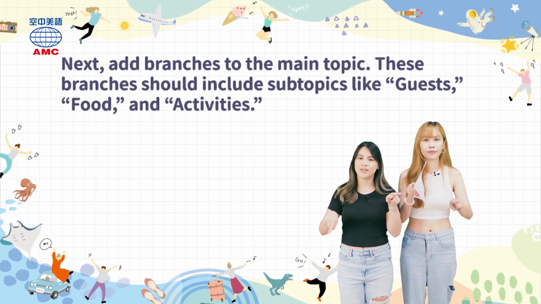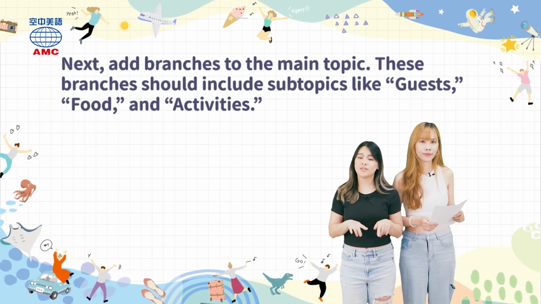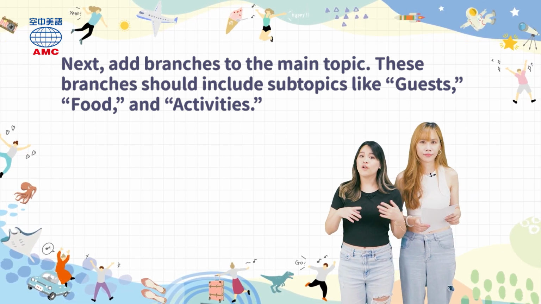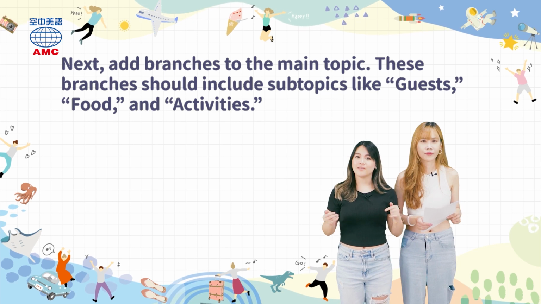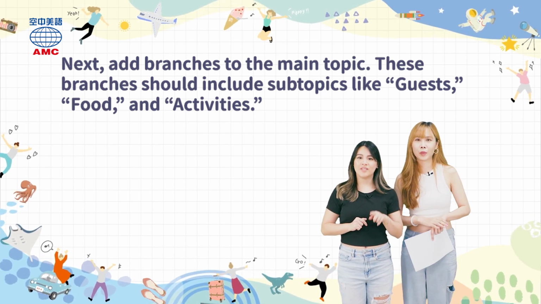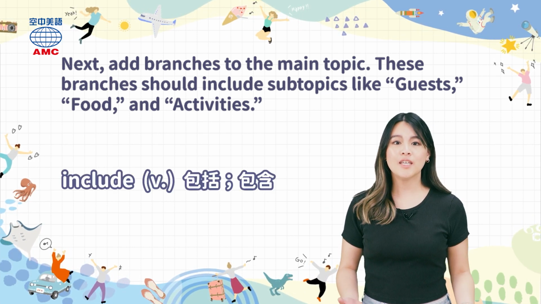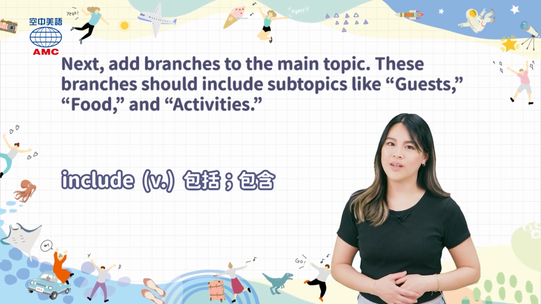Okay, the article says, next, add branches to the main topic. These branches should include subtopics like guests, food, and activities. I'm definitely the VIP guest. You are. Let's take a look at the word include and learn what it means.